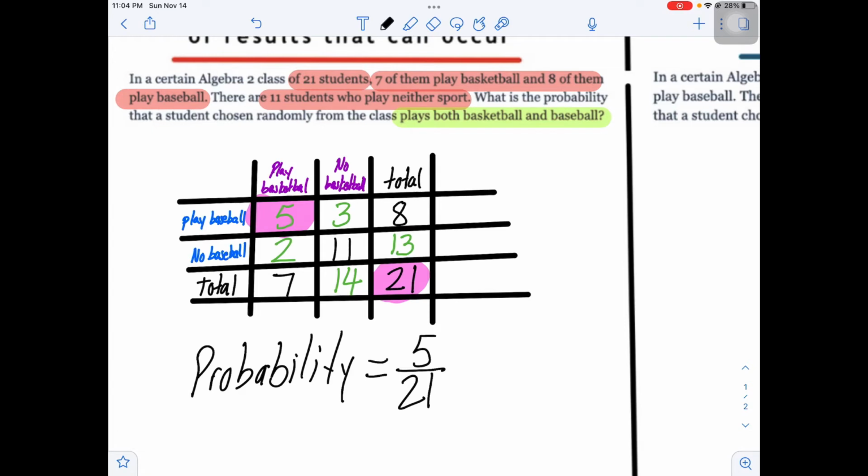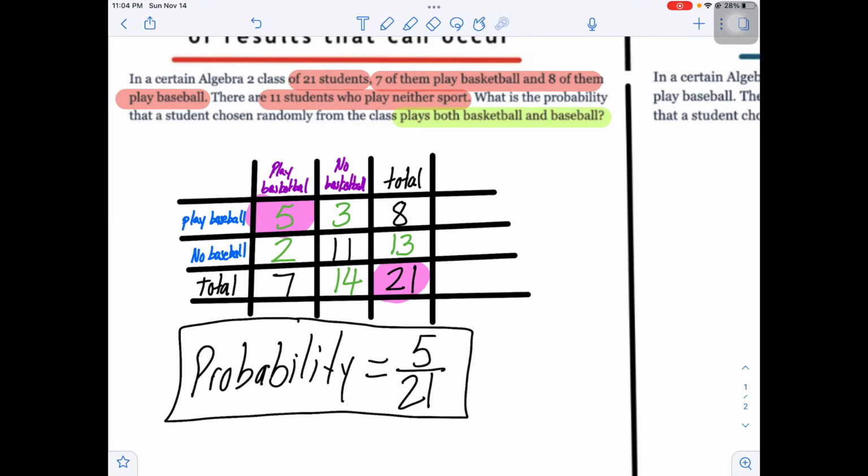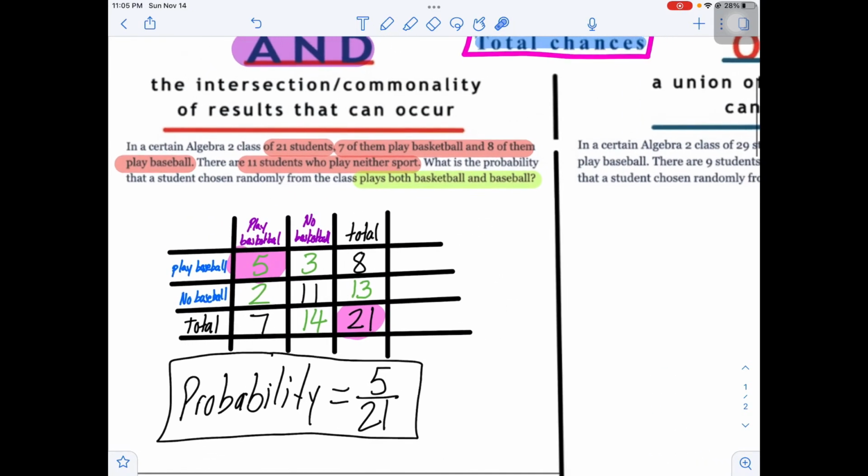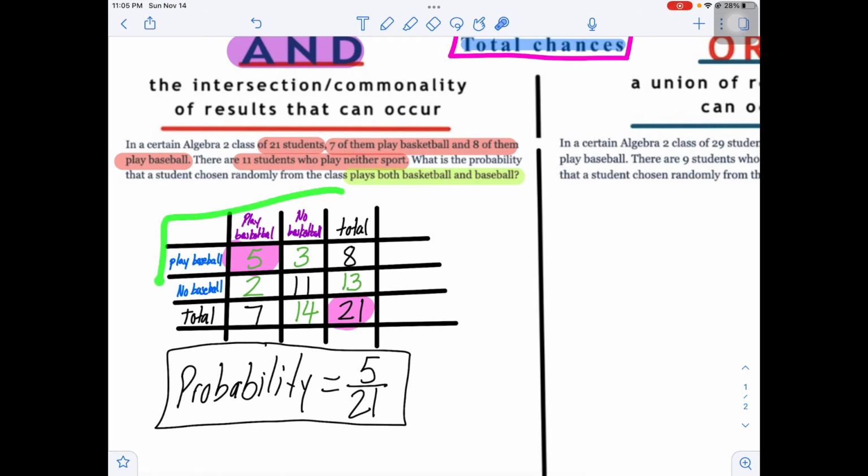There you go. So 5 out of 21, the probability that you randomly choose a student that plays both basketball and baseball is 5 out of 21. So this will be your solution right there. It's an and, so it's got to satisfy both basketball and baseball, and this is 5. Again, make sure that you draw your table. I want to see the table on each problem, and fill in your numbers, and then you will be able to get your probability on these questions that say and.